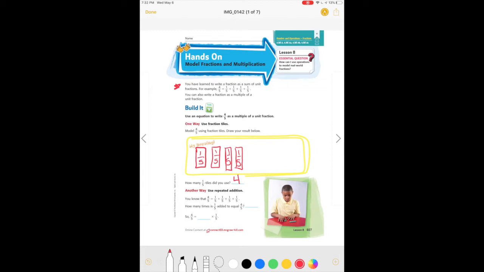Another way is you can use repeated addition. Since I know that 4/5 is equal to 1/5 plus 1/5 plus 1/5 plus 1/5, how many times is 1/5 added to equal 4/5? 4 times. So thinking about it backwards, 4/5 is equal to 4 times 1/5, because I needed 4 1/5 fraction tiles to make 4/5. So 4 times 1/5. We know that multiplication is just repeated addition. So 4 times 1/5 equals 4/5.